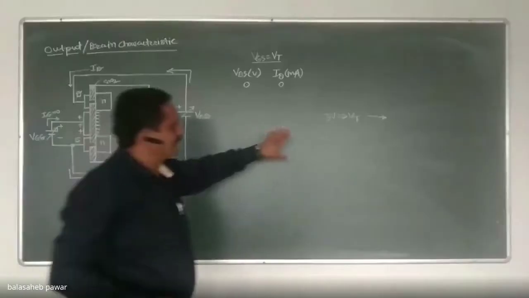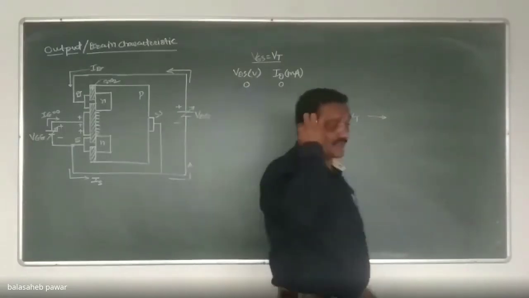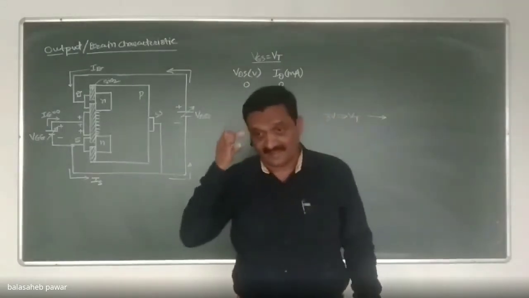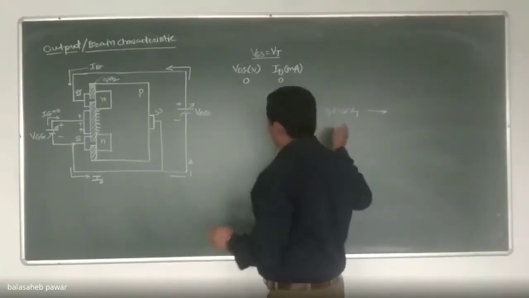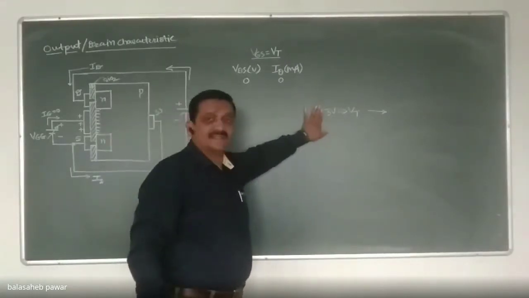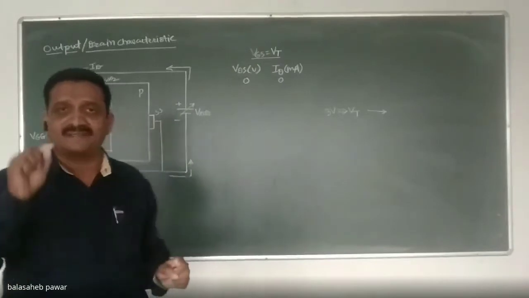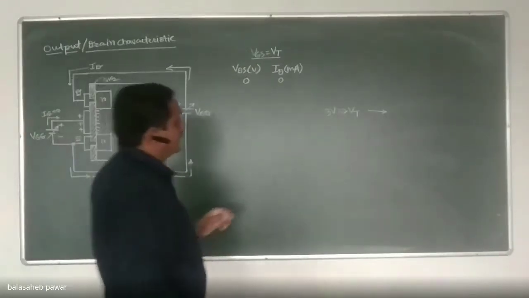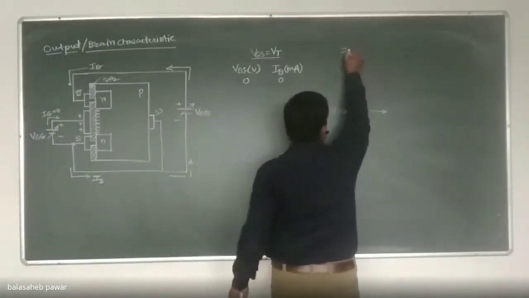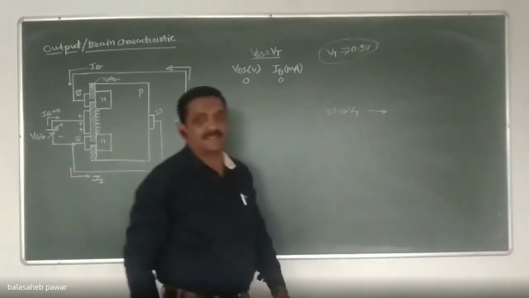This is not the standard value. Remember, these values will change according to the device taken. When last time we considered in our example VGS at 3 volts, but practically what we observed for the 2N7000 transistor, this VT was how much? It was only 0.9 volt. Yes or no? Practically we observed that for the 2N7000 transistor.